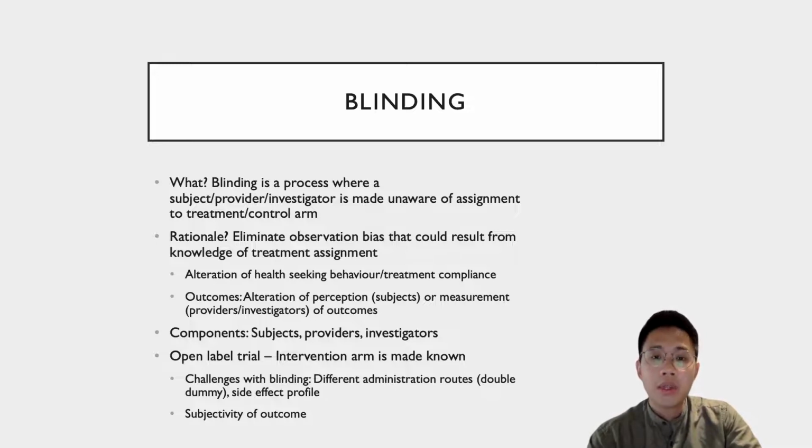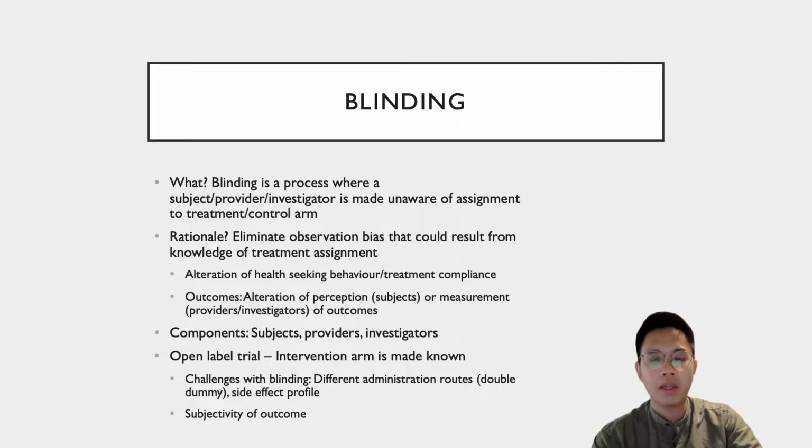In terms of the components, as we mentioned, we look at whether blinding involves the subjects, the providers, and investigators. So a study can be single-blinded, double-blinded, or triple-blinded. An open label trial refers to a study where the intervention is actually made known. And this oftentimes comes in instances where blinding can be challenging.